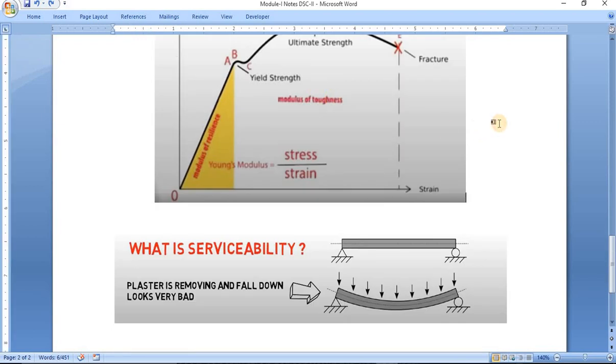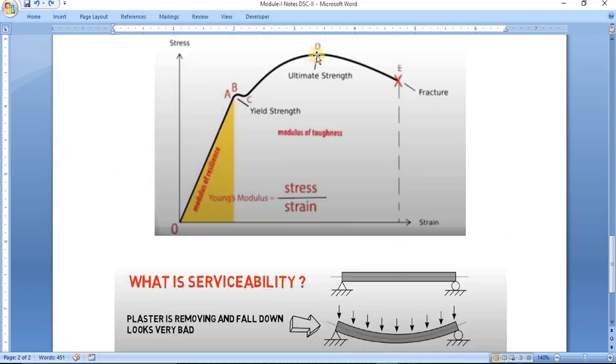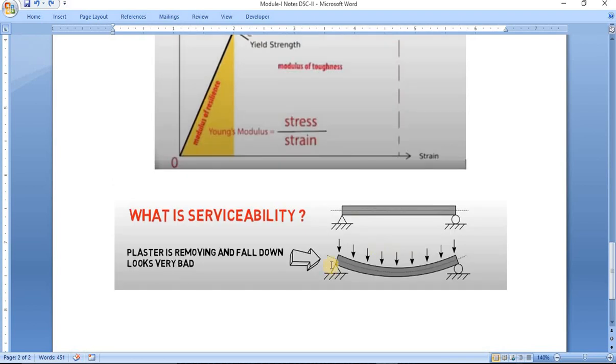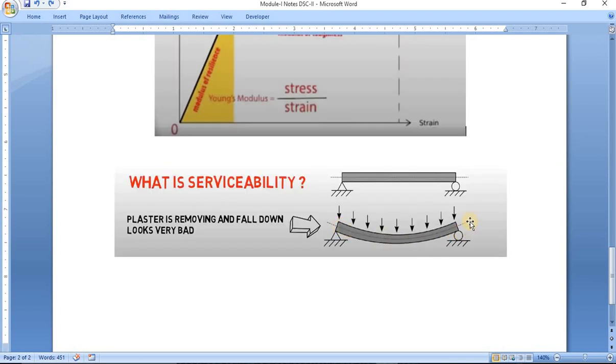But there is one problem with it. We are going to consider ultimate load, but we are not worried about the serviceability. So what do you mean by serviceability? Let us consider this as a beam. I am applying a certain amount of load on the beam. This beam is going to bend. It is not failing, it is not going to fall down, but it is going to bend. If this bending is within the limits, that is acceptable. But if it bends more, it creates trouble, that it may fall or something like that. So that is called serviceability.